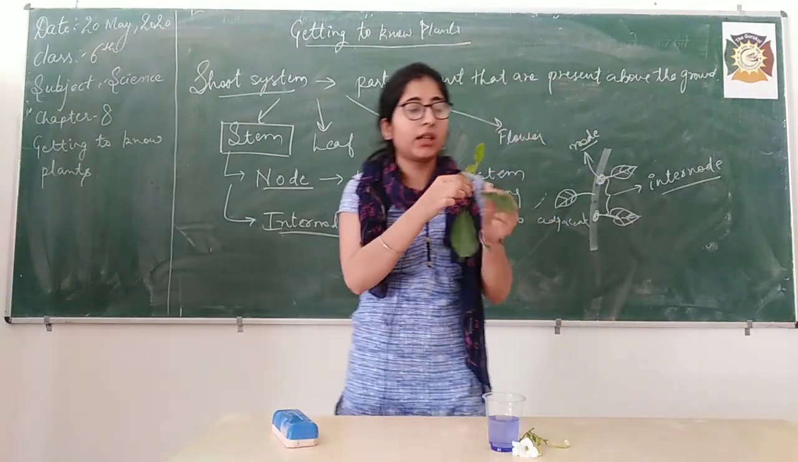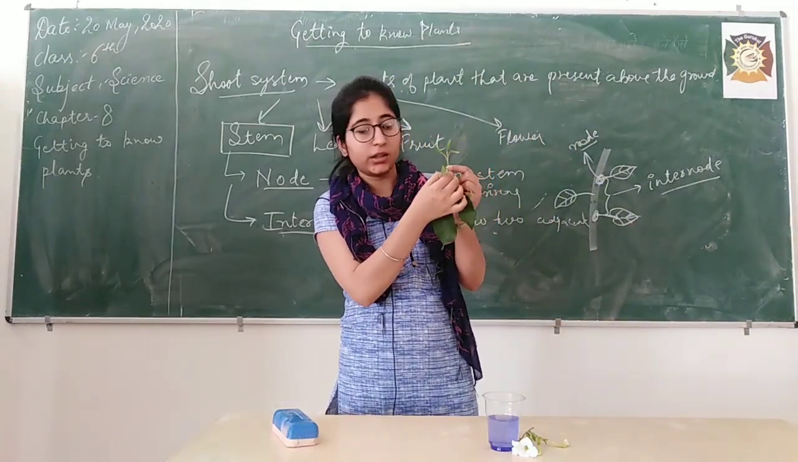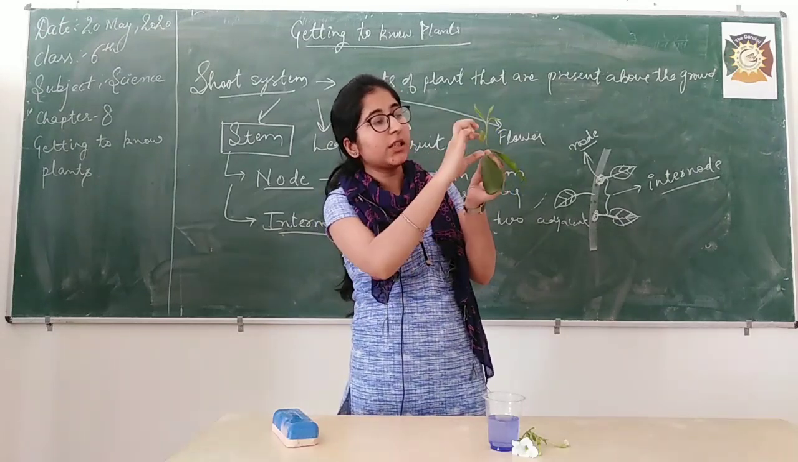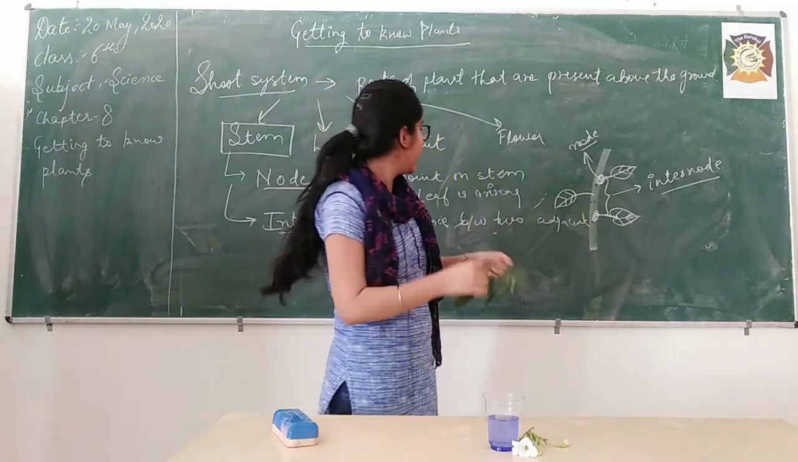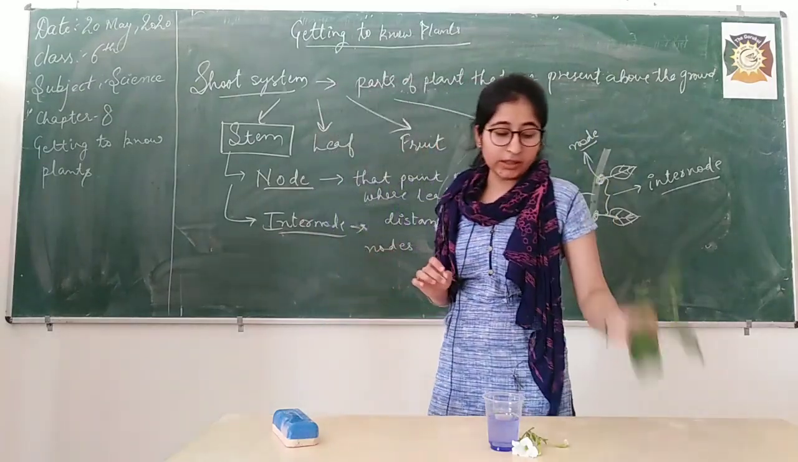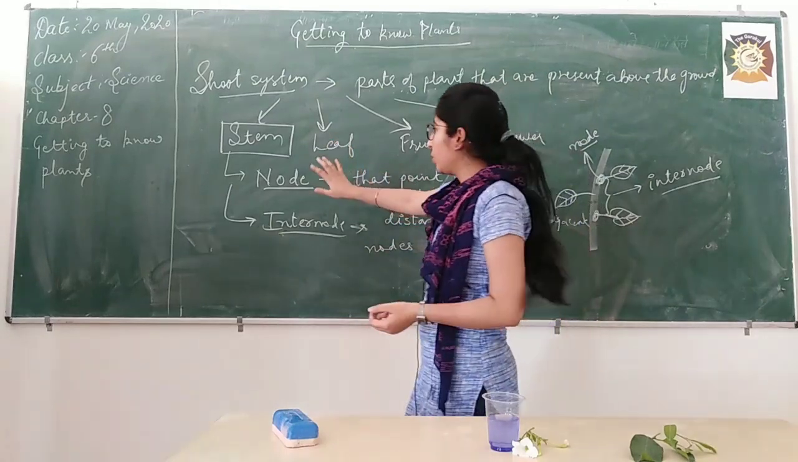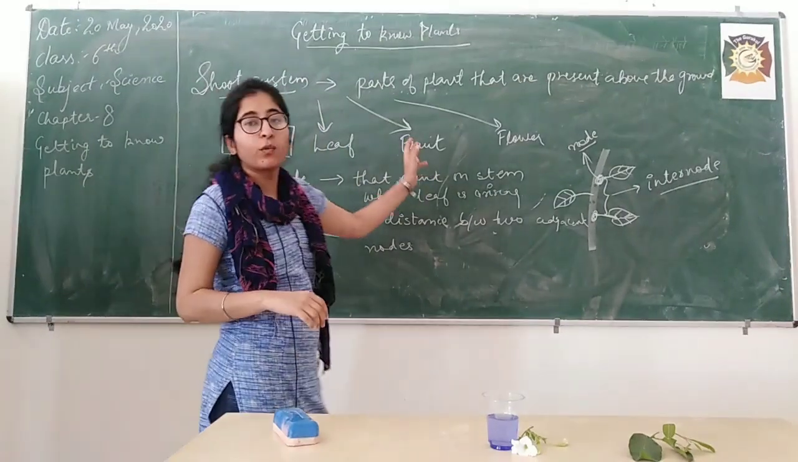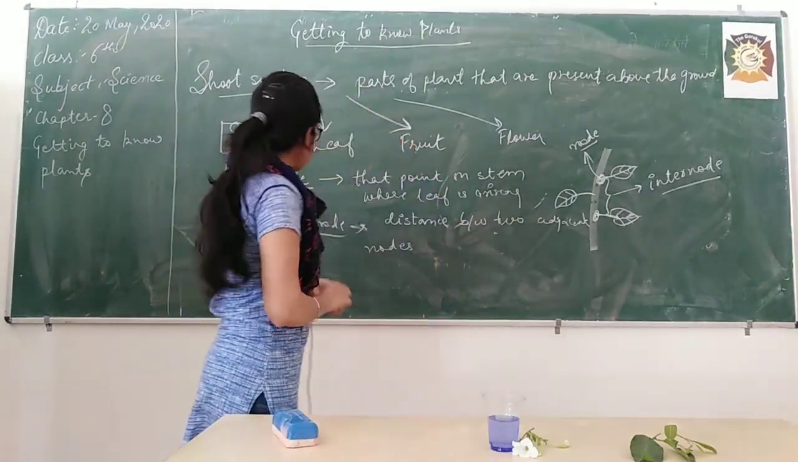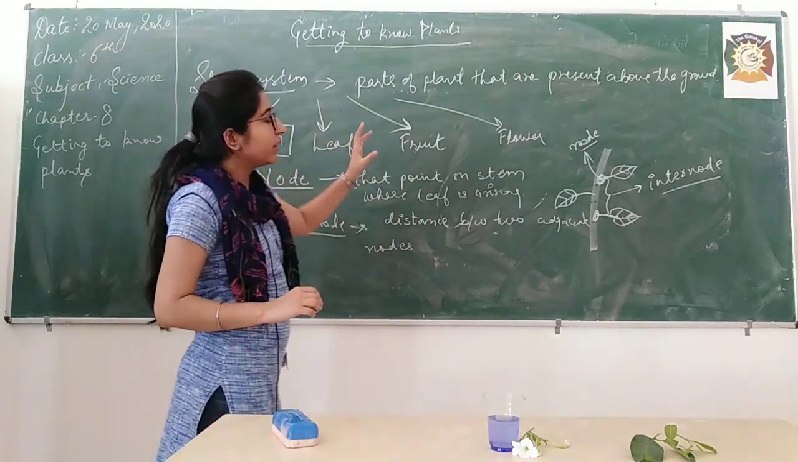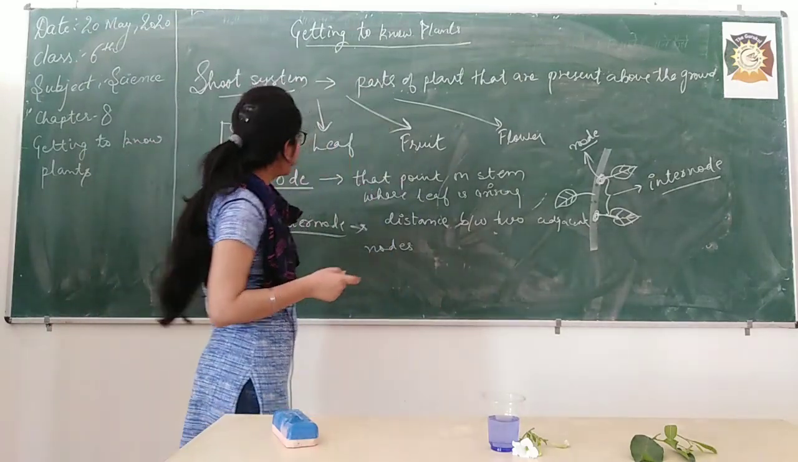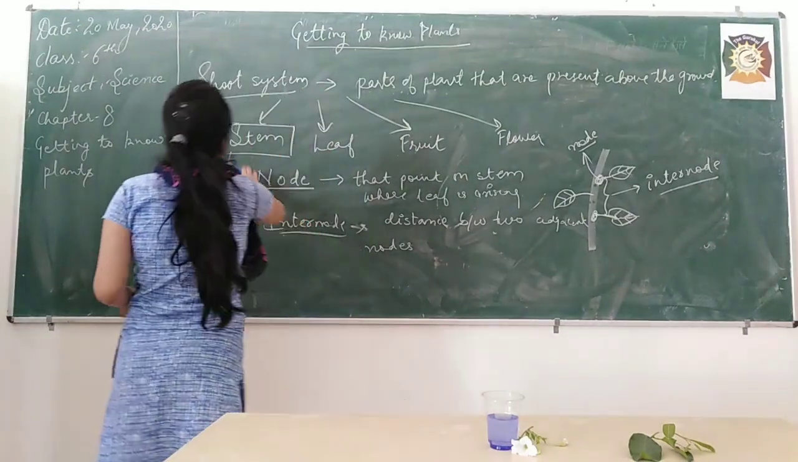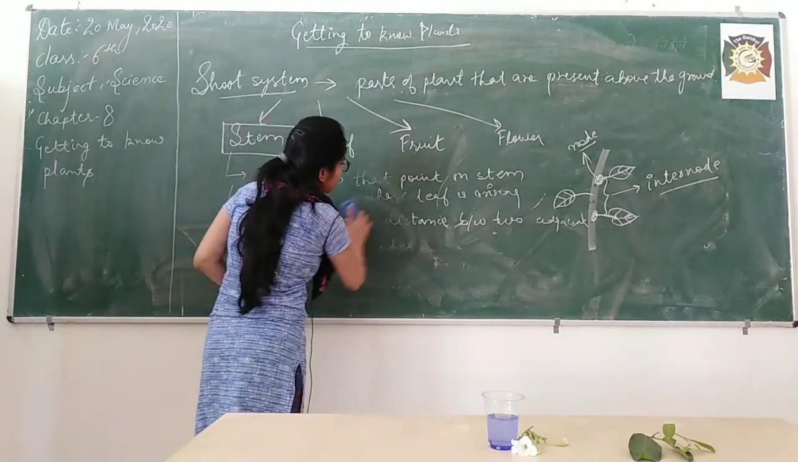Here you can see, this is one node, this is another node, right? And this is one node, this is another node. The distance between these two points is known as the internode. I hope you got my point very clearly, as it was very easy. So, first of all, the stem bears on it leaves, flowers, fruits and all these things. And after that, there are two things that we need to know about the stem. One is the node and the other is the internode, right? After this, we will study the functions of the stem.